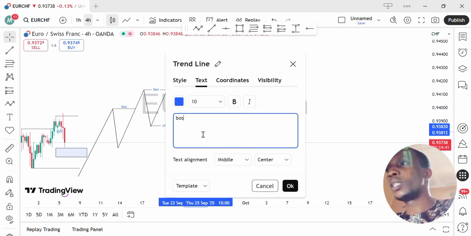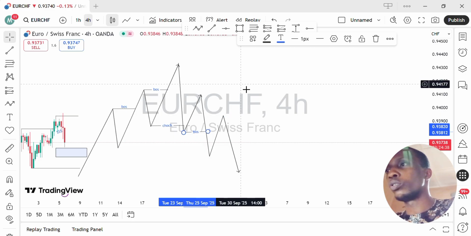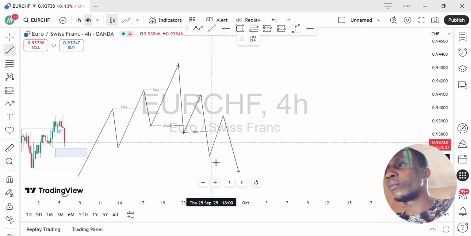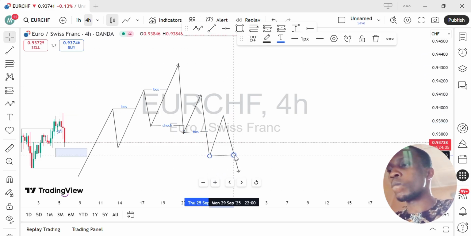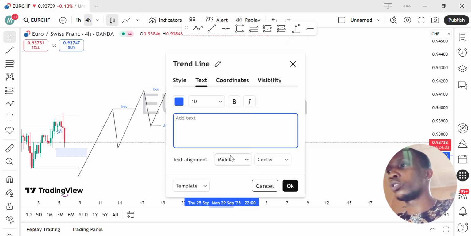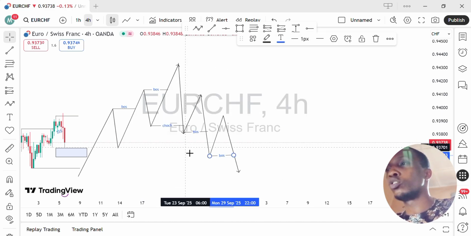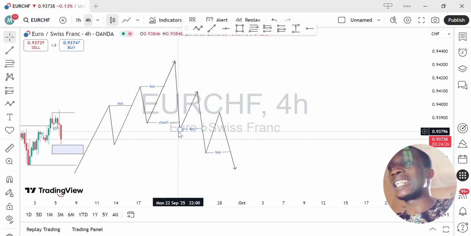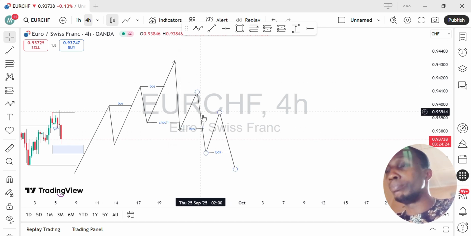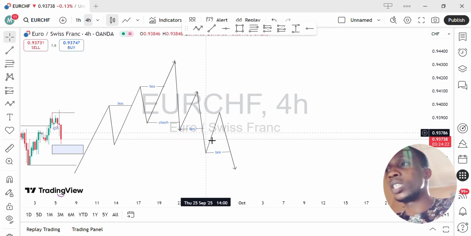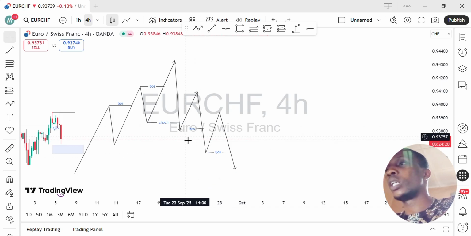This will now be a valid break of structure. Reason: this becomes a valid break of structure. The reason why it's a valid break of structure is because this low that should be protected, price has attempted it and it has been taken out with the body of a candle. This becomes a break of structure, and another break of structure.